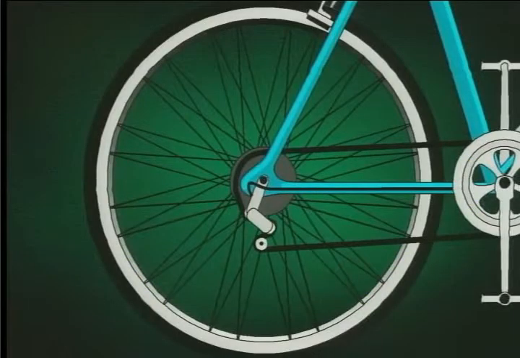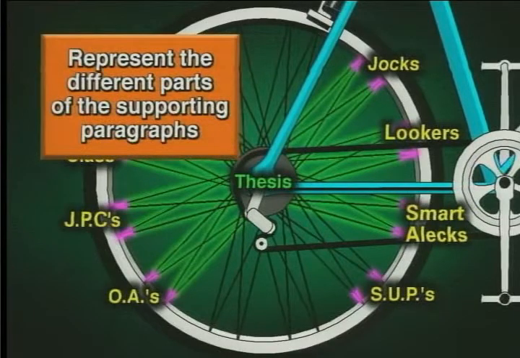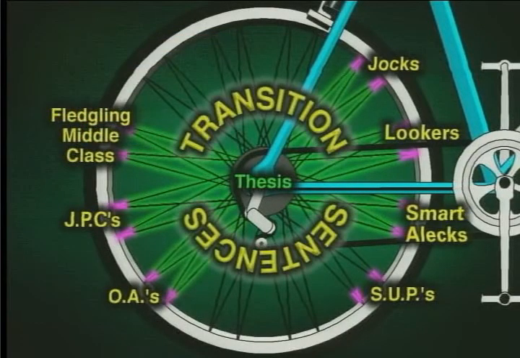The center of the wheel is your thesis. You shoot spokes out of this middle. The ends of the spokes represent the different parts of your supporting paragraphs. For Nathan, each spoke would be a different social group. Then you write your transition sentence along each spoke that shows how this supporting point refers back to your thesis.